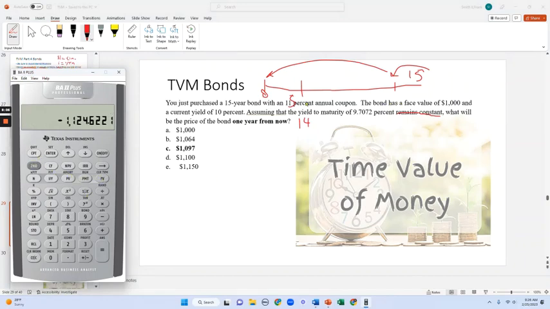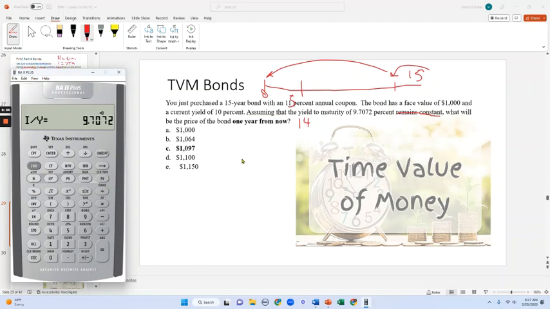We are saying that it is a 15-year, but it's 1 year less. So N is actually 14. We see that the I is 9.7072. 9.7072 is the I. We are trying to find out what the price of it is. Face value, current 11% annual coupon.